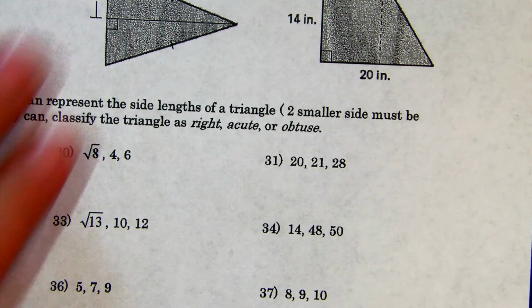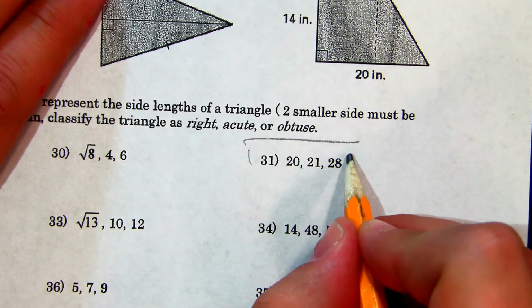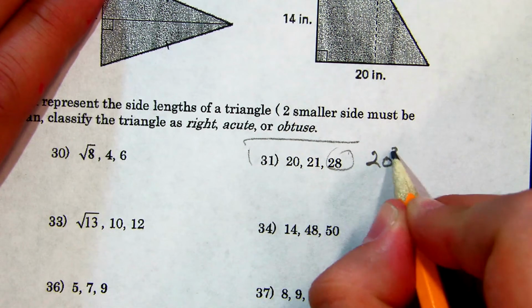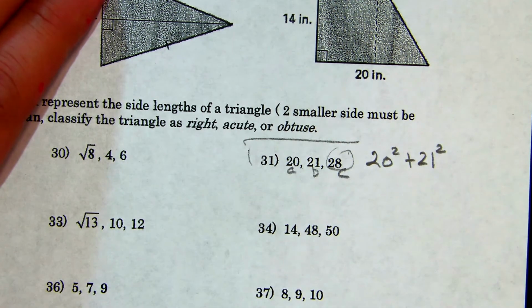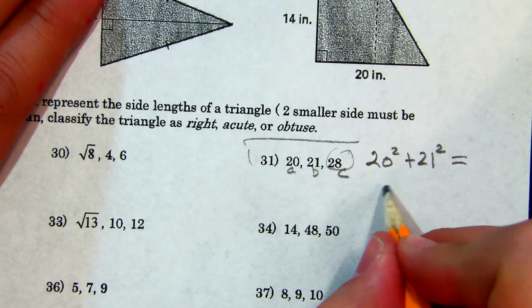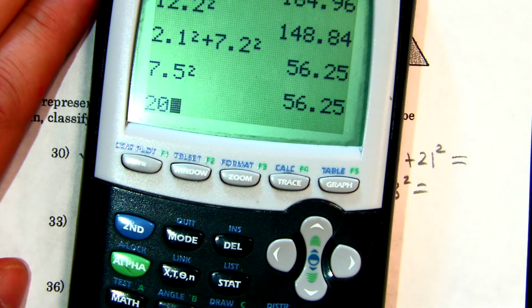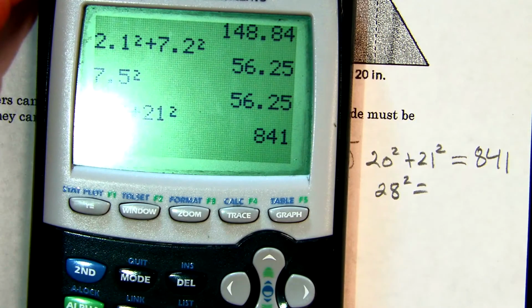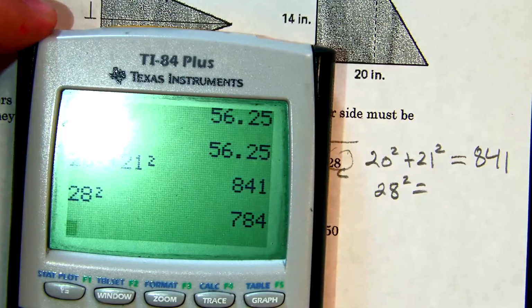I'm going to start with this one over here, number 31. Okay, so again, if it's a right triangle, we know that 28 is going to be our hypotenuse. So we'll say, figure out what 20 squared plus 21 squared is. Think of it this way, A, B, and C. So 20 squared plus 21 squared, and then I'm going to figure out what 28 squared is. It's 841. And then 28 squared is, trust me, 784.